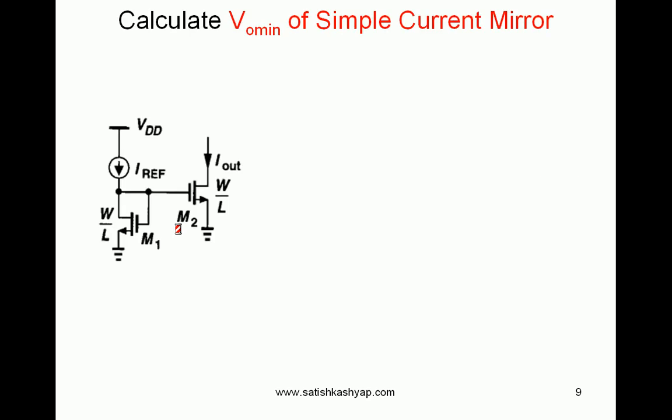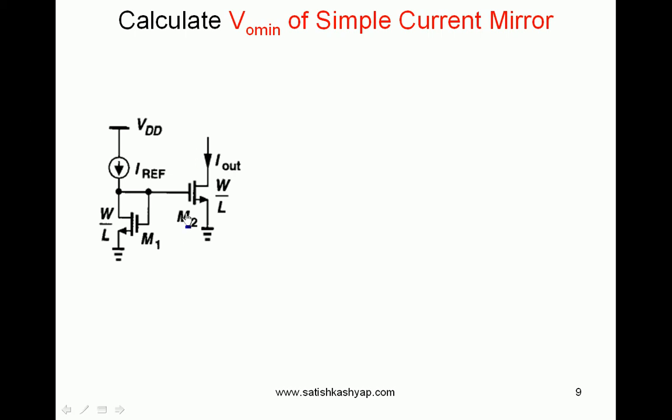So till now we have discussed the two important parameters of the simple current mirror. First one is calculation of gain. Second one is calculation of output impedance. And the third important parameter of current mirror is V naught minimum. What is meant by this V naught minimum? V naught is nothing but output voltage. Output voltage is the voltage across the M2 transistor, across its output terminals.